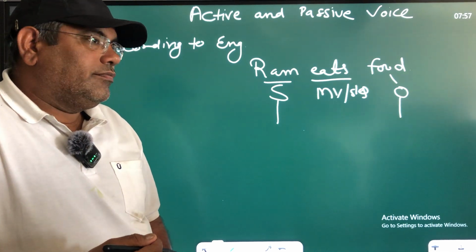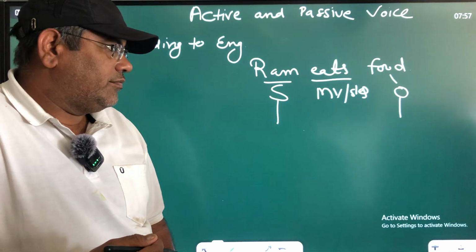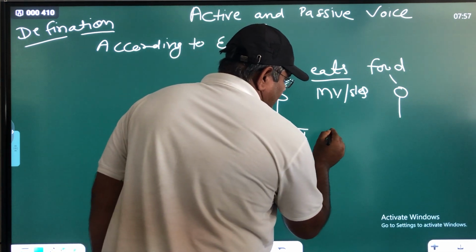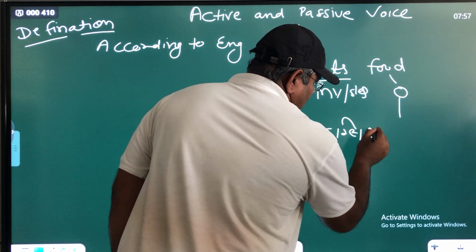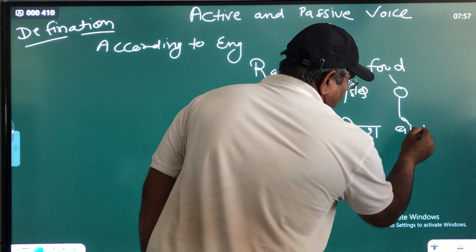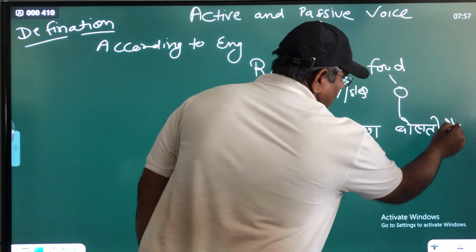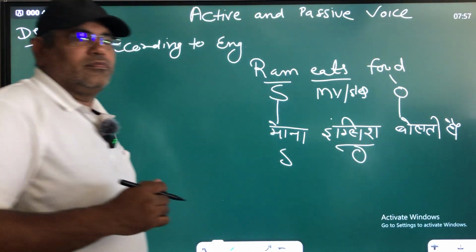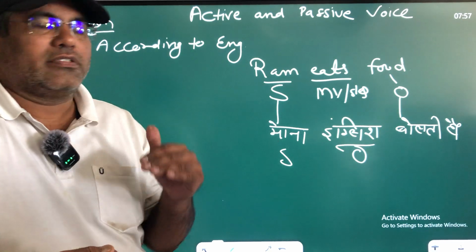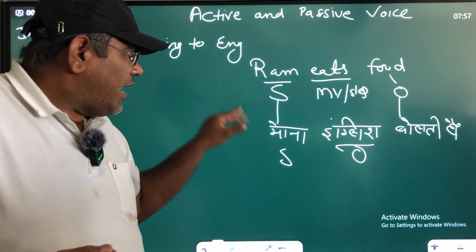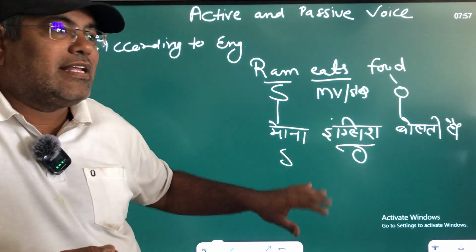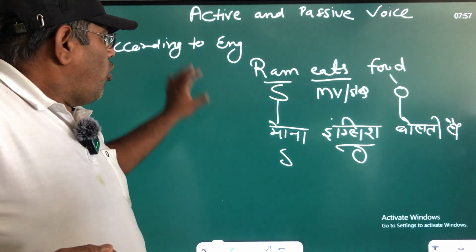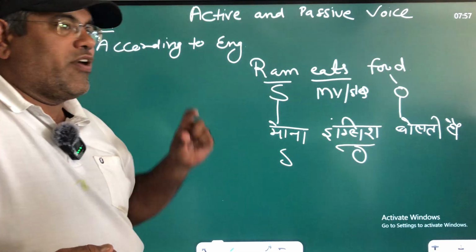Yes, sir. Now, according to Hindi, for example, I say Mona English bolti hai. Mona English bolti hai. Mona is the subject, English is the object. Mona is the doer, Mona is the speaker, Mona is the subject. So Mona is active rather than English. Is that clear? The sentence is completely based on Mona. So we can say this is the active voice. I hope you have understood what the active voice is according to English and according to Hindi.